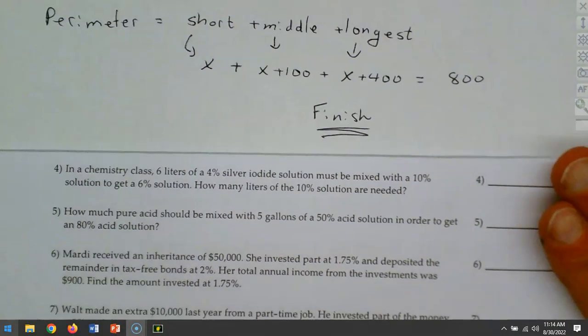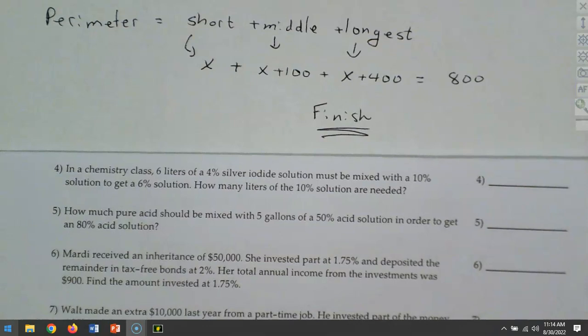Now, when we mix chemicals together, there are 3 things that are involved. The amount, gallons, liters, milliliters, whatever it is. So you have an amount. You have a percentage rate, the concentration of that solution. And then you have a pure. Okay, and pure is the amount times the percentage rate.